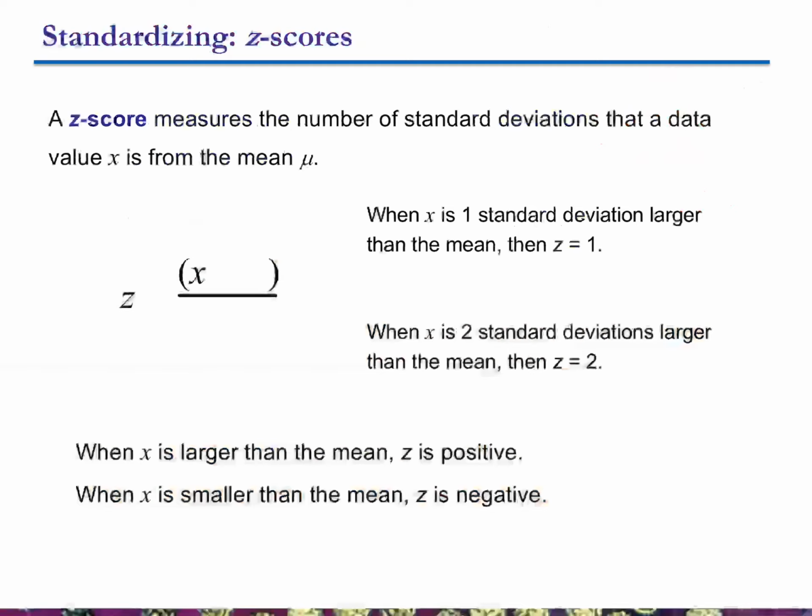All right, so let's take a look. Again, I'm not sure why this formula is not showing up, but our z-score equals any value of x minus our population mean divided by our standard deviation. When x is 1 standard deviation larger than the mean, the z-score equals 1. When x falls at 2 standard deviations larger than the mean, the z-score equals 2. If x were 1 standard deviation below the mean, our z-score would be minus 1, and so on. Also, when x is larger than the mean, z is positive. When x is smaller than the mean, z is going to be negative.